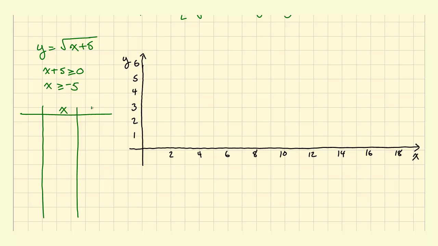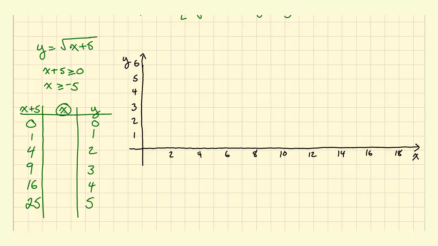We'll have an x and a y, but we're also going to have the x plus 5. Now, x plus 5 is the piece that's under the radical sign. If x plus 5 is equal to 0, then we know that y is going to be equal to 0. And if x plus 5 is equal to 1, then we know that y is going to be equal to 1. If x plus 5 is equal to 4, or 9, or 16, or 25, we know what y is going to be. The question is, what is x going to be?